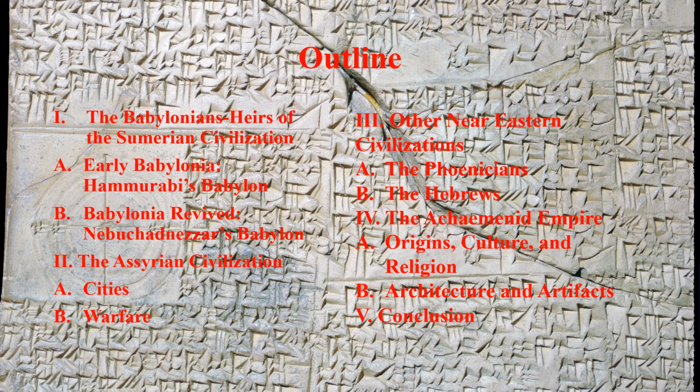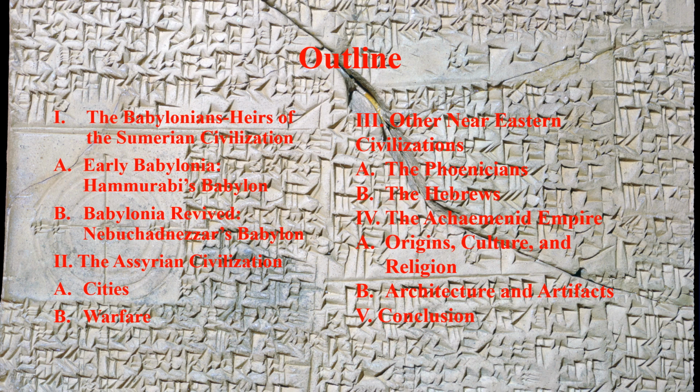After this, we'll discuss the Assyrian civilization of northwestern Mesopotamia. Specifically, we'll outline some of the differences between the Babylonians and the Assyrians, especially when it came to warfare. After this, we'll talk about some smaller ancient Near Eastern civilizations, namely the Phoenicians and the Hebrews. These civilizations, while not geographically large or militarily powerful, were highly influential in other ways, which we'll discuss later in the video.